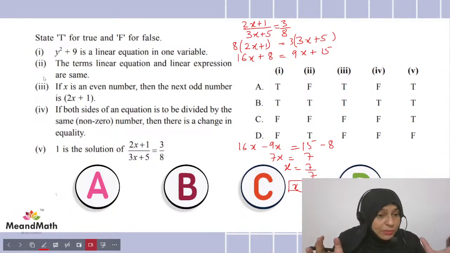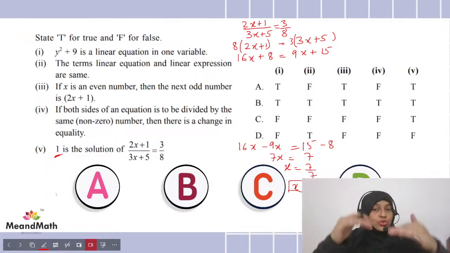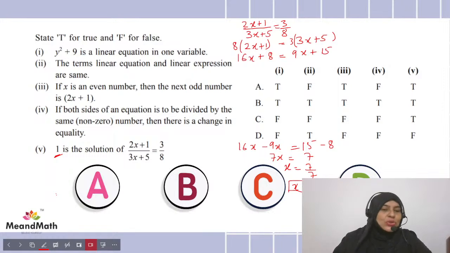And what is our statement? Our statement is 1 is the solution of this. So what is the meaning of solution? Solution means if we solve this equation and find the value of x, then the value of x is equal to 1 here. It means 1 is the solution of this equation. Correct? So this is true. You are absolutely correct, Sidra, that it is true.